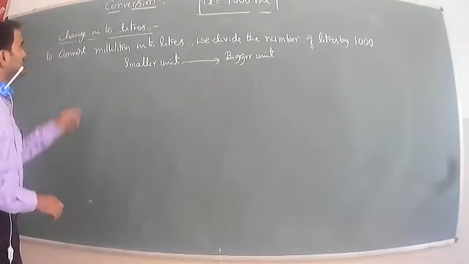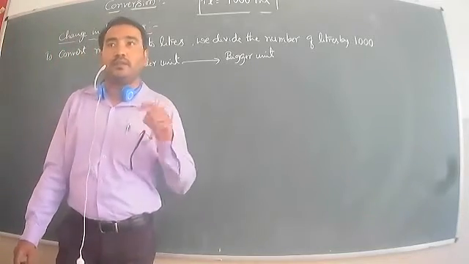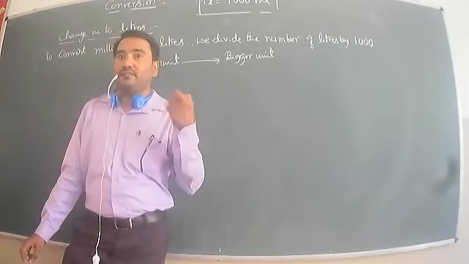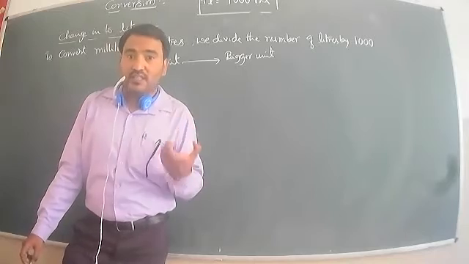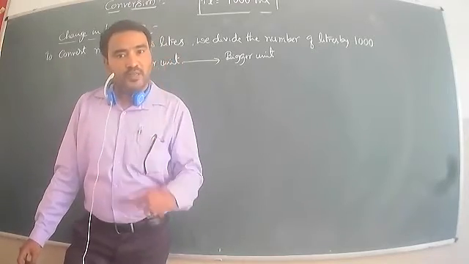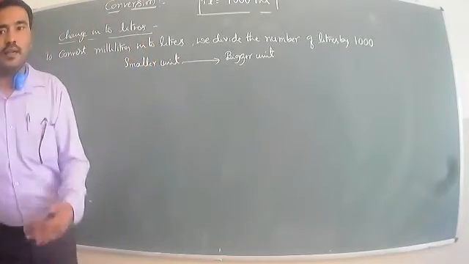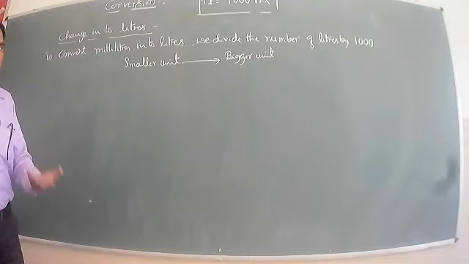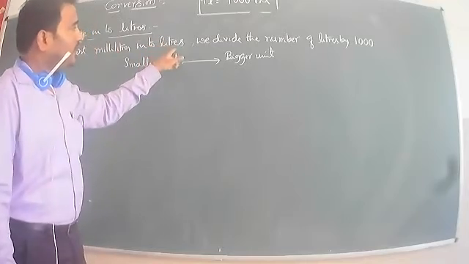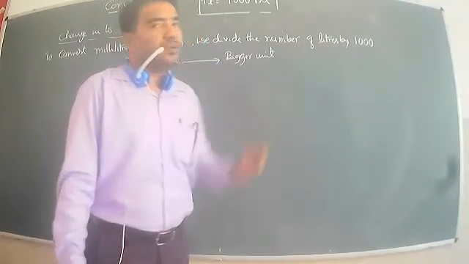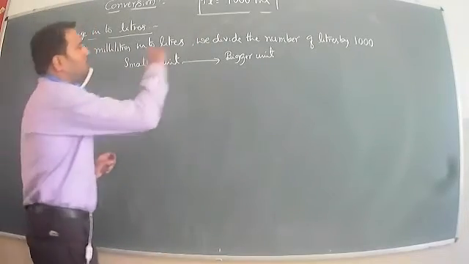Here, change into liters. In the last class, measures of mass, it is divided by 1000. When we divide, the quotient is liter and the remainder is milliliters. So we use divided by 1000. To convert milliliters to liters, we divide the number of milliliters by 1000.